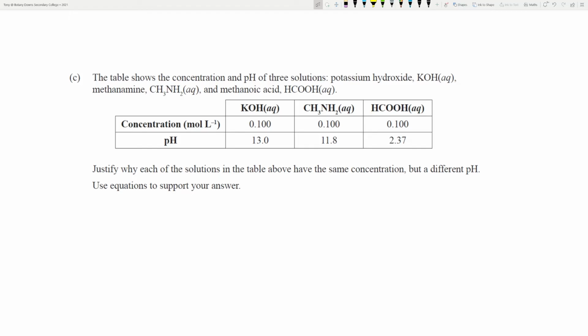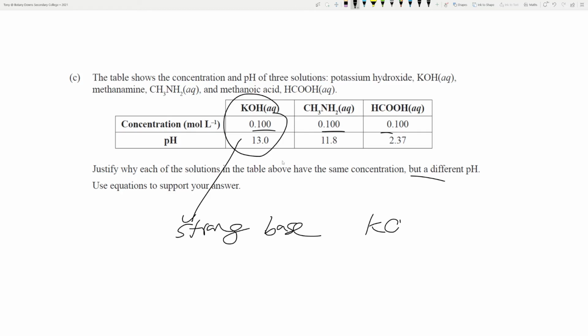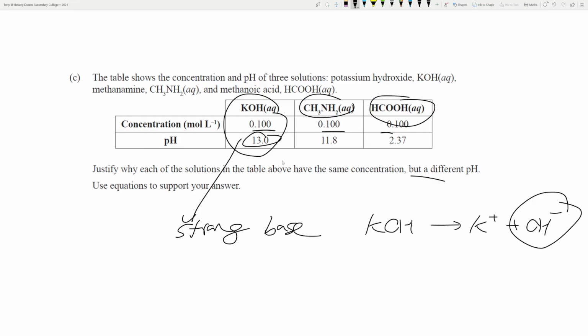Okay, for part C, the table shows the concentration of the two solutions. Justify why they have the same concentration but different pH. You just need to understand this is a strong base. You can show the equation for all of these. What this does is completely dissociate, so you have a lot of the OH- ions. That's why the pH is really high. And then this one and this one, they're weak. So this is a weak acid, and this is a weak base. You can tell by the pH.